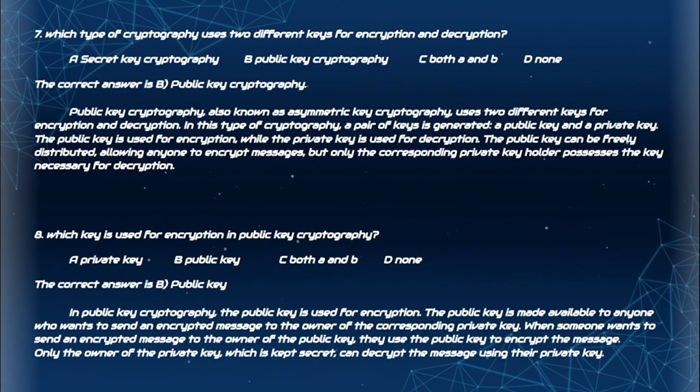Which type of cryptography uses two different keys for encryption and decryption? So the answer is option number B, public key cryptography. Public key cryptography, also known as asymmetric key cryptography, uses two different keys for encryption and decryption. In this type of cryptography, a pair of keys is generated, a public key and a private key. The public key is used for encryption while the private key is used for decryption. The public key can be freely distributed, allowing anyone to encrypt messages, but only the corresponding private key holder possesses the key necessary for decryption. Let's move to the next question.